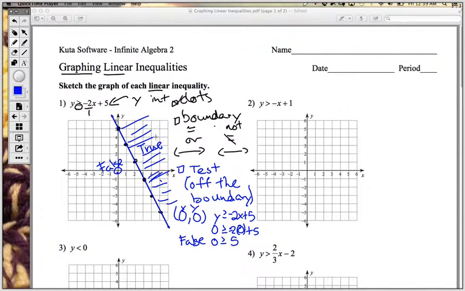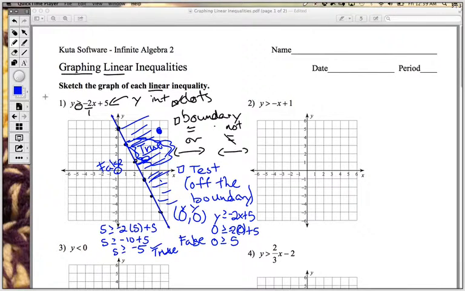Now, if you didn't trust me, let's say we just picked a point over here, like this point here, 5, 5, right there. If I were to plug in 5, 5, let's see what would have happened. That'd be 5 is greater than or equal to negative 2 times 5, and then plus 5. All right, let's see what that would give us. 5 is greater than or equal to negative 10 plus 5, which is true. 5 is greater than or equal to negative 5. So that's true. So it did work, that this side that was kind of on the upper right is true, while the other one is false.